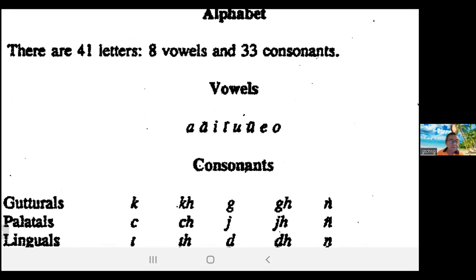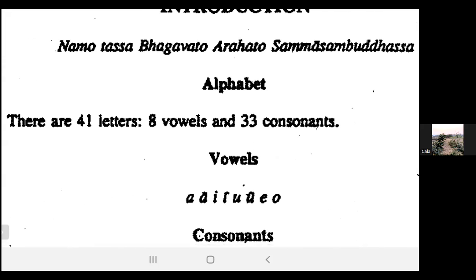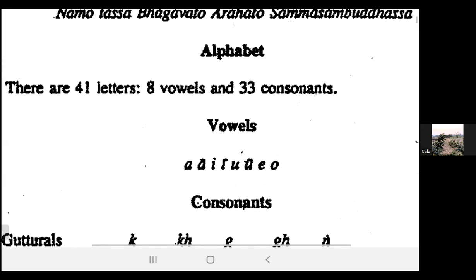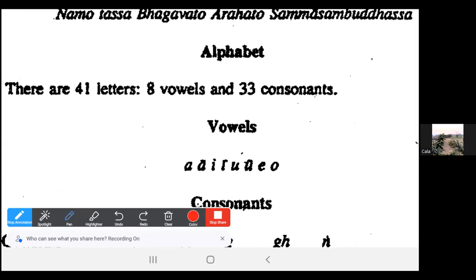Yeah. Okay. All right. So in Pali, there are 48 letters: 8 vowels and 33 consonants. The vowels, as I mentioned before. So the first one is short A. The second one we call long A. The third one is short I. Then long I, short U, long U, E, and O.